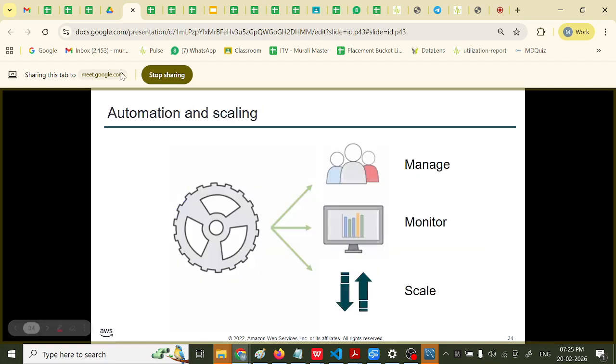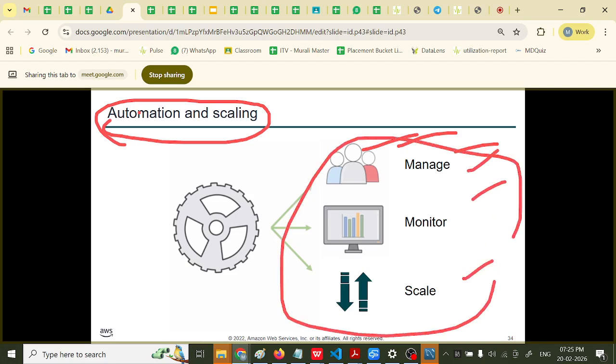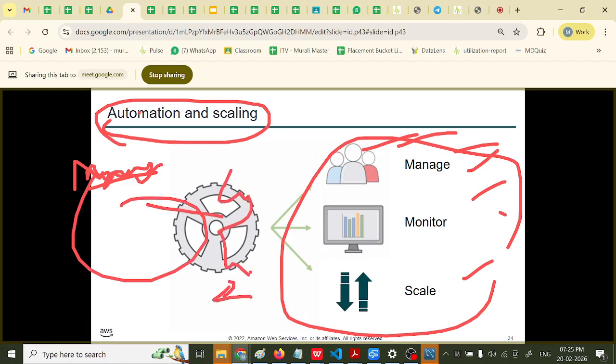Now, what are the advantages here in Redshift? Redshift has automation and scaling options. It can automate by itself. It can manage, monitor, and scale. Manage, monitor, and scale means it can manage the entire data, it can monitor what is happening, and it can scale also.